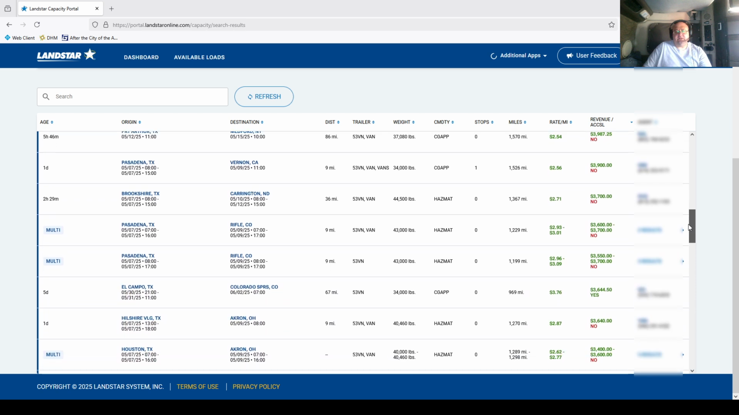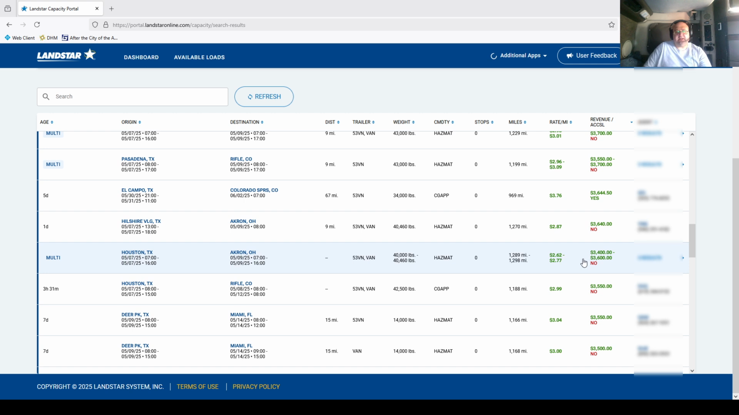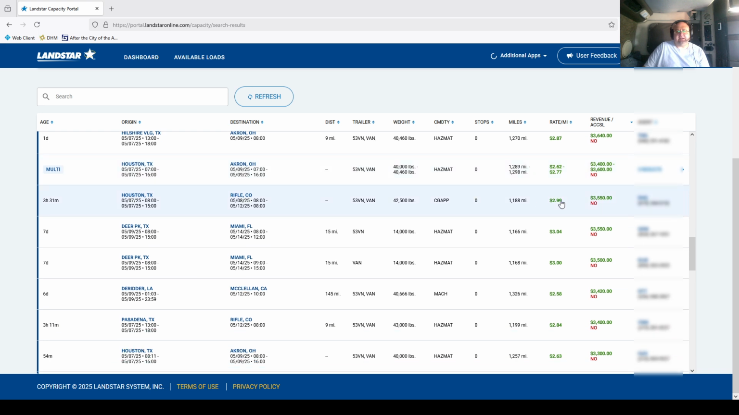All right. I'm just skimming through here and I'm not seeing anything that looks good. Hillshire, Texas to Akron, Ohio. Akron's a decent location. Max weight hazmat, 287 a mile. That's not great, but you're going to a decent destination. But this is a spot market load that a bunch of agents are bidding on, because I see it listed here 3 more times, and the lowest bid is 262 a mile. The spot market is the lowest bid market, so yeah, it's a bad load.